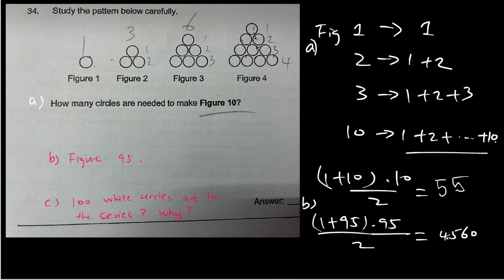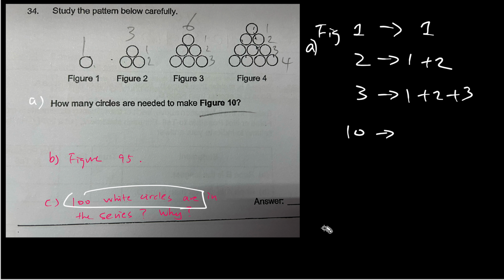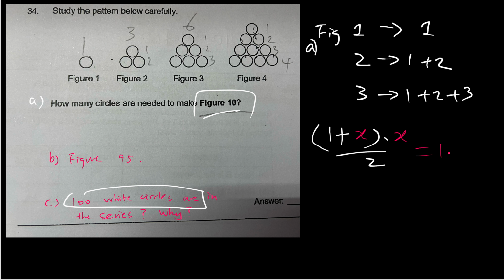Okay? Then now, they ask whether 100 white circles are there. So, you just work backwards. Okay? What do I mean by that? How to work backwards? You need to learn how to work backwards, okay? So, for the figure 10 it is 1 plus 10 times 10 divided by 2, right? So now the question you ask yourself is, instead of 10, this one will be something times something will give you 100.